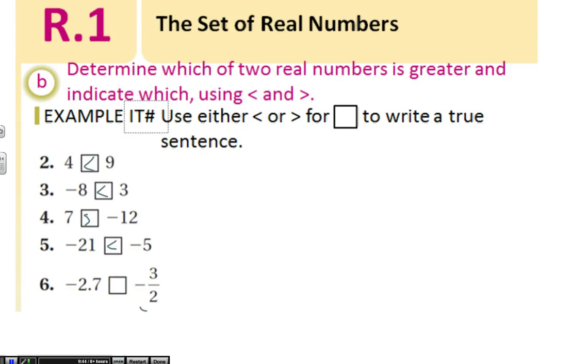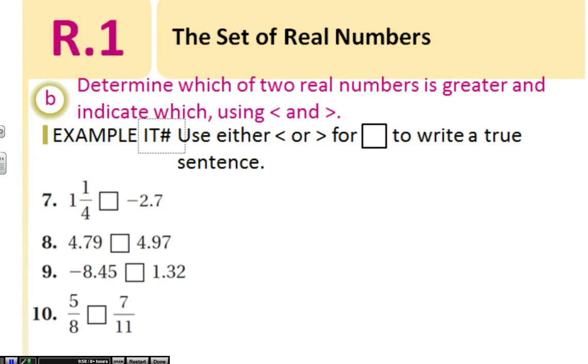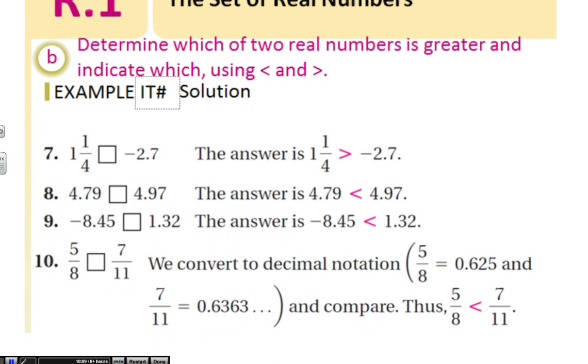Well, maybe I would even want to convert this into a decimal, -1.5, and then I could see -2.7 is lower. And here are some correct answers. You can try these. I'll give you a second. Why don't you pause the video and try those. Here are some answers.